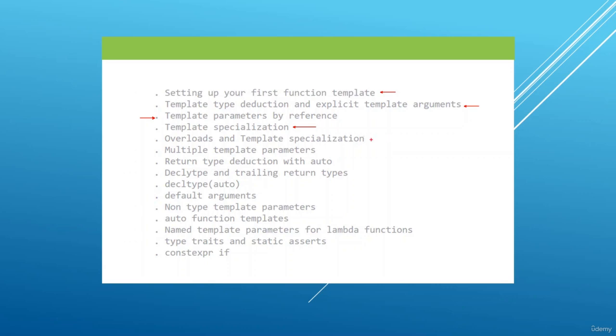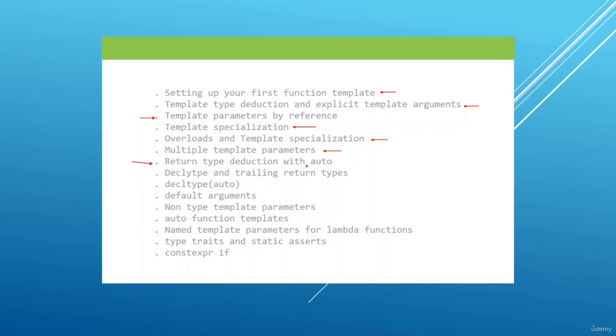We had a chance to do some analysis on how the compiler chooses the best fitting function to call if you happen to have overloads and specializations in your code. After that, we looked at multiple template parameters. We saw that you could do this if you need that in your application. We looked at return type deduction with templates.